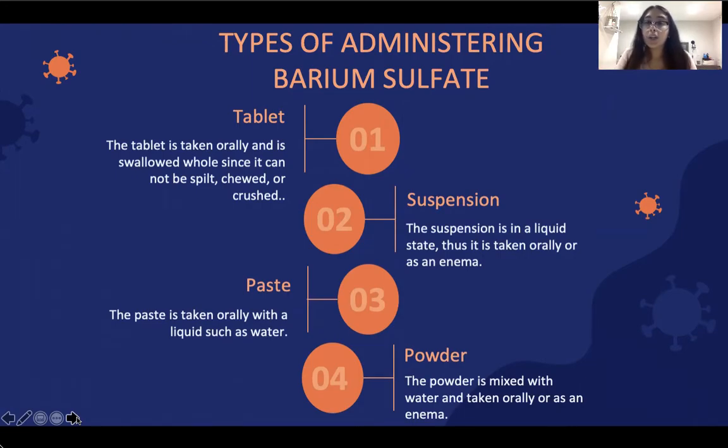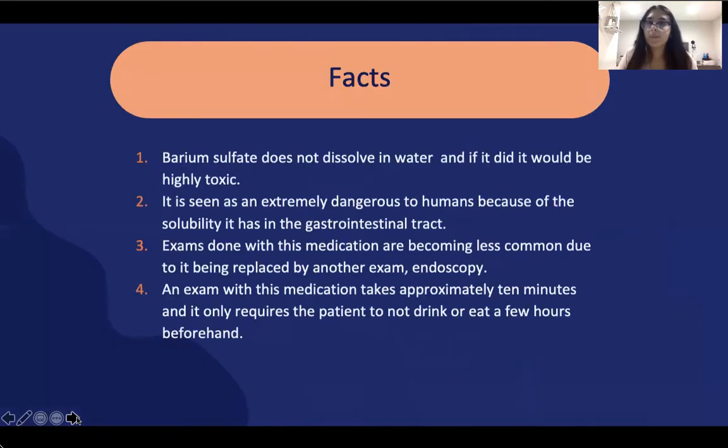Next, I'd like to show you a little bit more about barium sulfate. It does not dissolve in water, and if it did, it would be highly toxic. Some consider it dangerous to humans because of the solubility that it has in the gastrointestinal tract. It has the typical side effects such as constipation or vomiting, for example. Exams done with this medication are becoming less common due to the endoscopy, which is when a fine tube with a camera on the tip is pushed down your esophagus in order for the doctor to have a live view of your intestines.